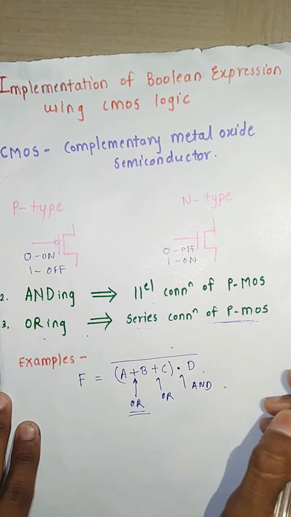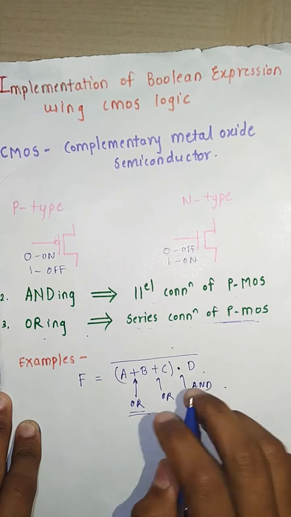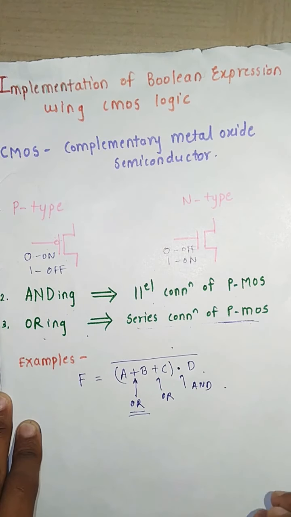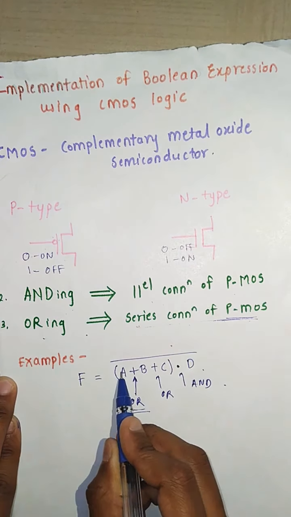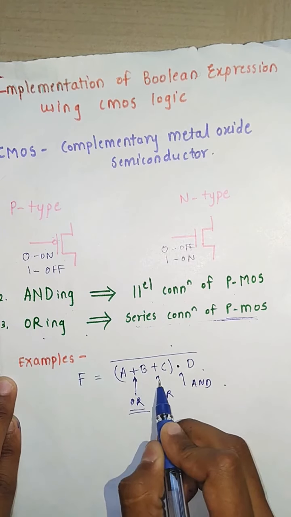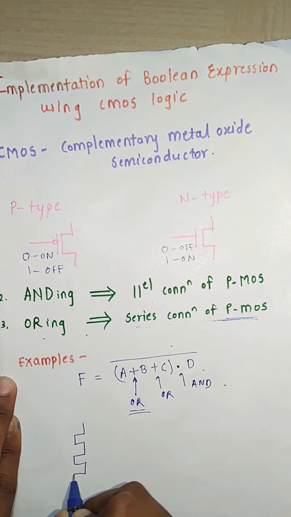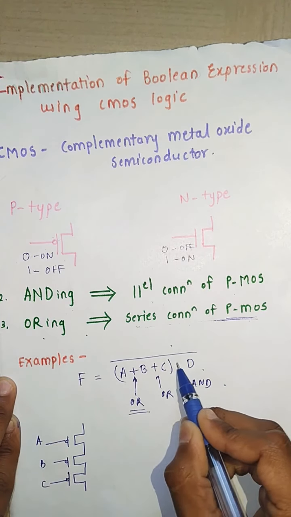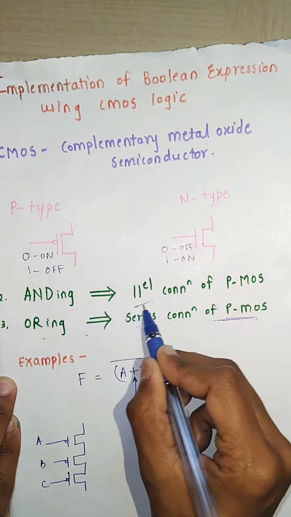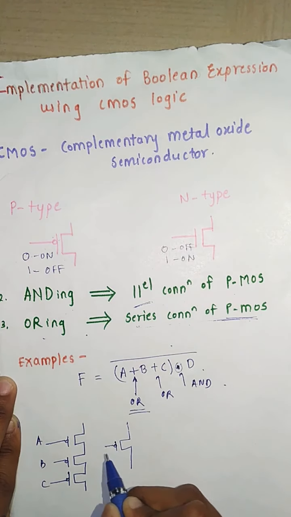As we know, CMOS uses P-type and N-type MOSFETs, right? So we have to draw a PMOS circuit and an NMOS circuit as well. First, for the PMOS transistors, there is a series connection. There are A, B and C, these are the three inputs, so we have to take 3 PMOS transistors in series. A, B, C, and here is the AND operation. For ANDing, there is a parallel connection of PMOS transistors, so we have to take the parallel connection, that is D.